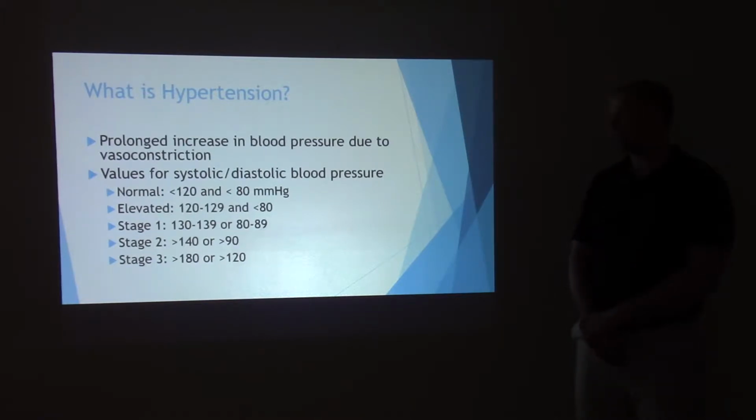Stage 1 hypertension is a systolic of 130 to 139 or a diastolic of 80 to 89. So if either of those values are in that range, then it's considered stage 1 hypertension. It does not need to be both. You can have normal diastolic and elevated systolic and still have hypertension. Stage 2 hypertension is a little bit higher, so it's greater than 140 for systolic and greater than 90 millimeters of mercury for diastolic. And then stage 3 hypertension is going to be greater than 180 systolic or greater than 120 diastolic.